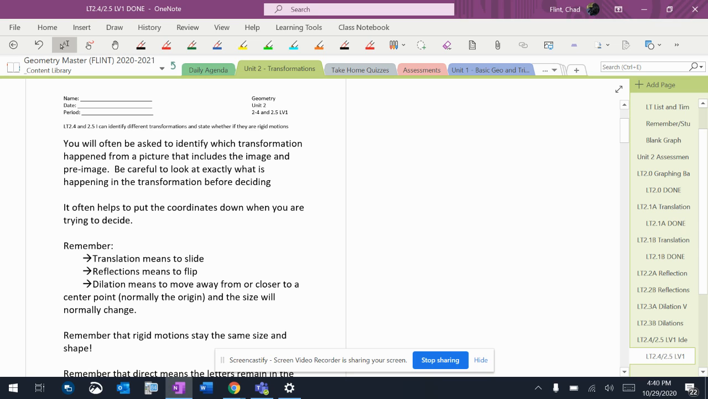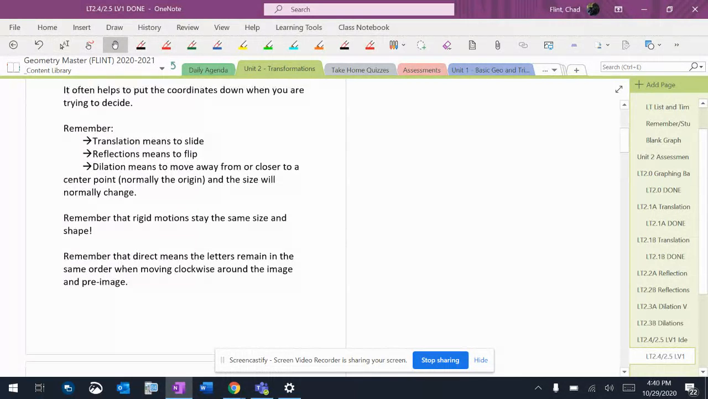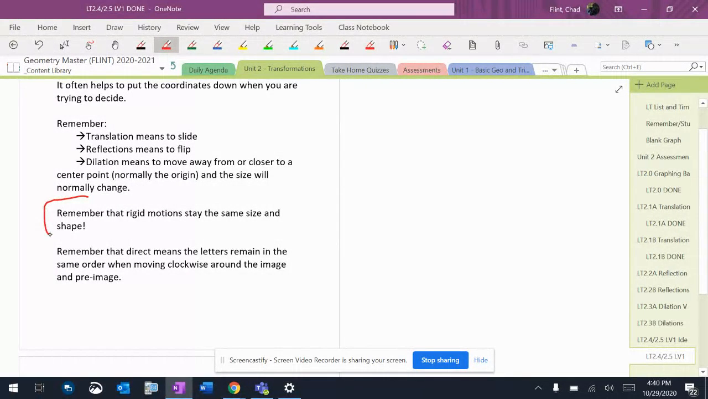So we've gone through and talked about each of the different transformations that we're going to have to deal with. So now what we're going to do is have some pictures, and we're going to have to pick out what happened. And then more importantly, we're going to have to say whether or not they were rigid motion or not. If you remember correctly, rigid motions are when the size and shape stays the same.